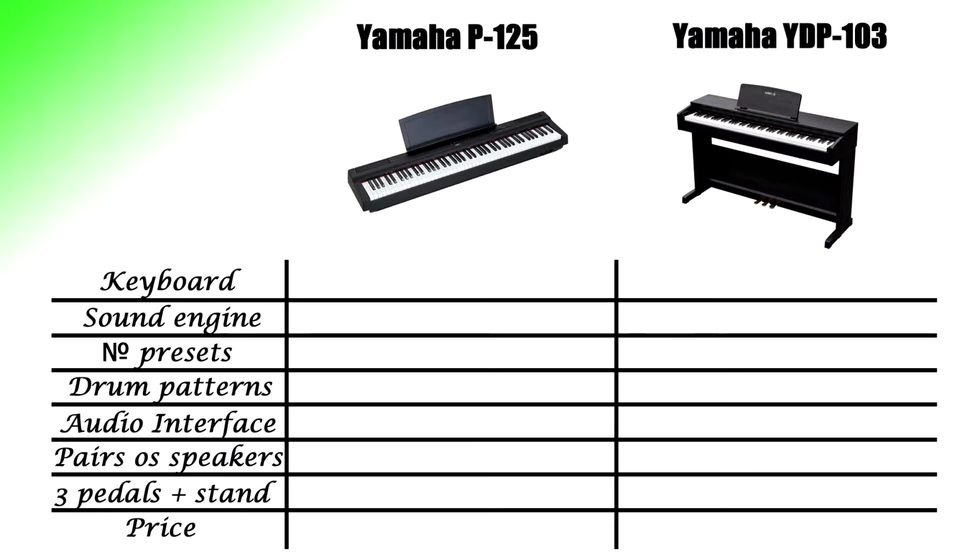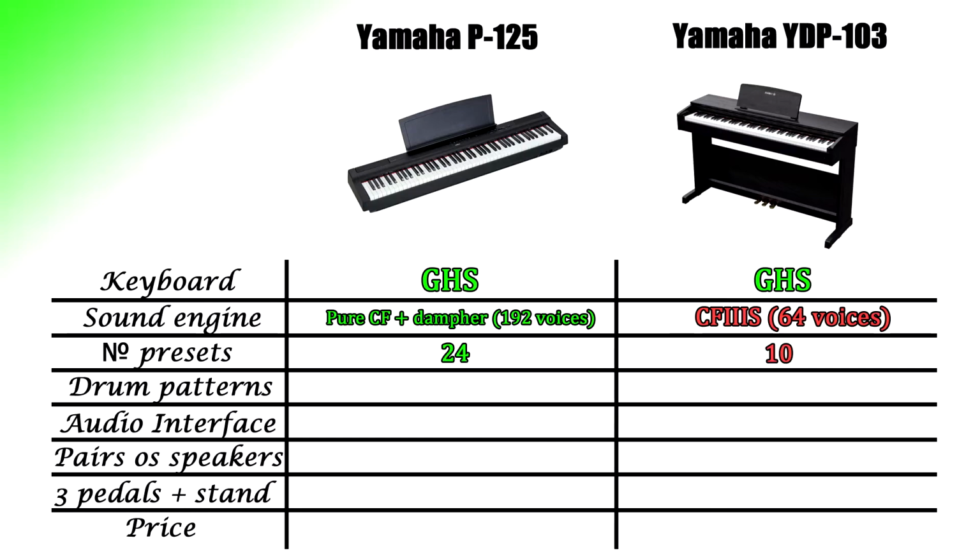First, the keyboard. We got Graded Hammer Standard in both cases. This is a pretty nice keyboard, especially for learning. We have the simple CF3S piano on the YDP 103 and the pure CF engine on the P125 with damper resonance support and increased polyphony. That means we have much better piano sound on the portable model. Number of presets. As I said before, it's not so important, but just for comparison, we have 10 presets on the YDP and 24 on the P125, including additional basses and choir sounds.